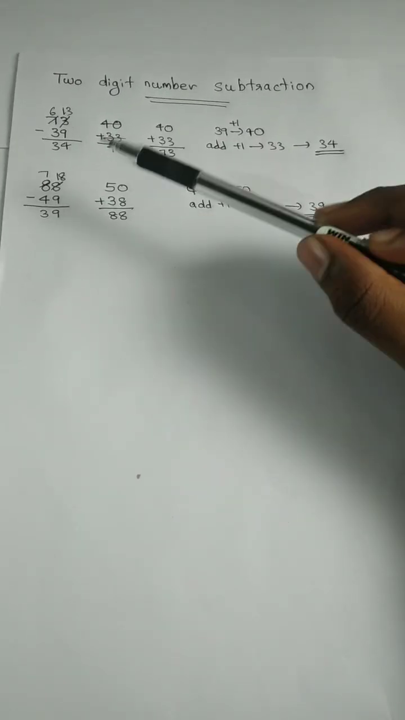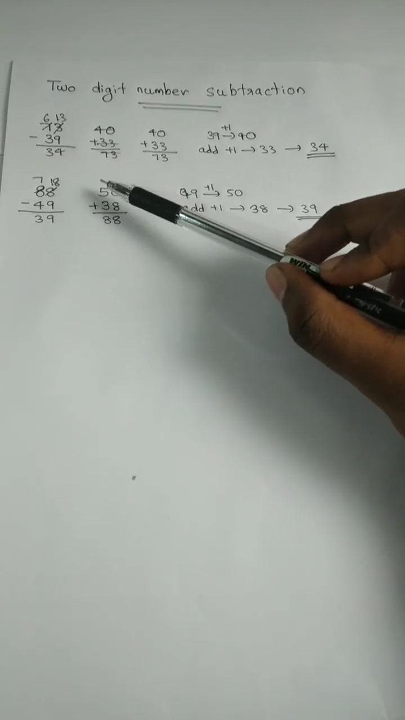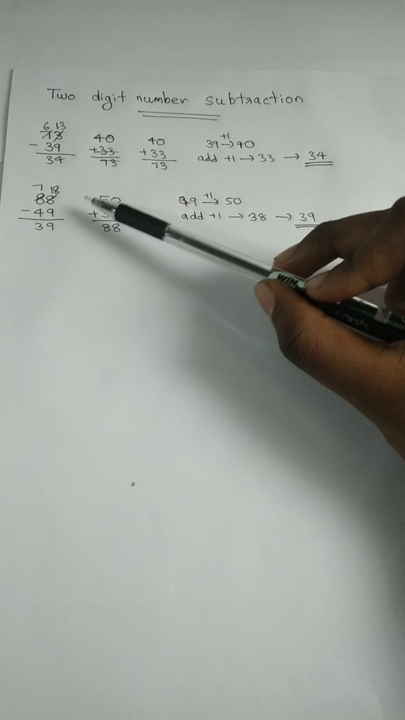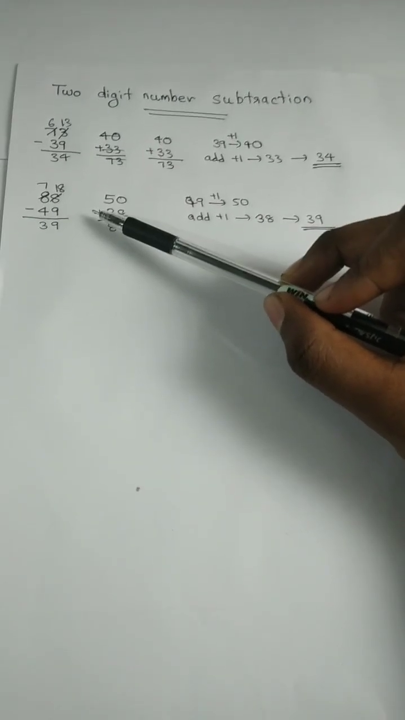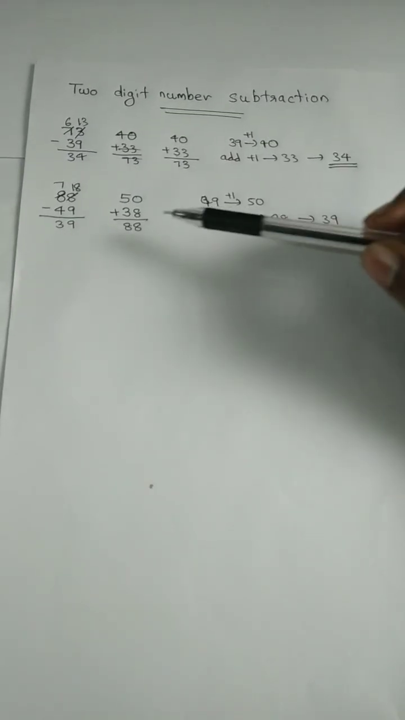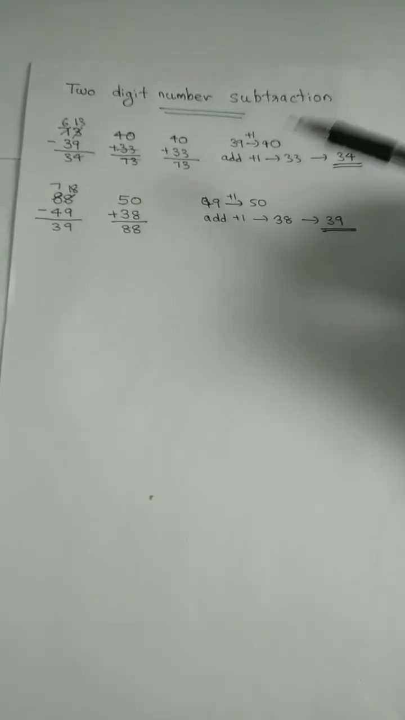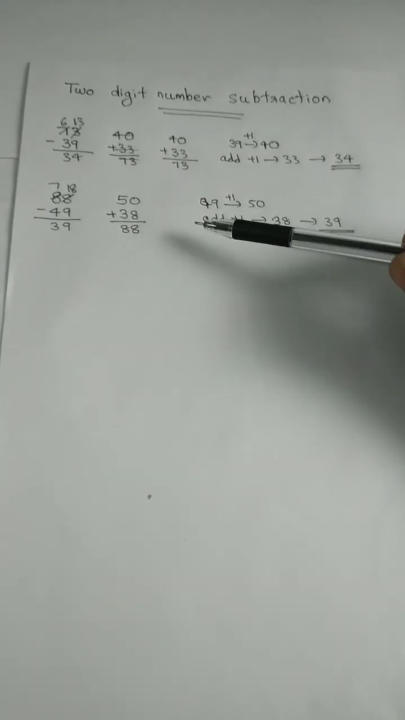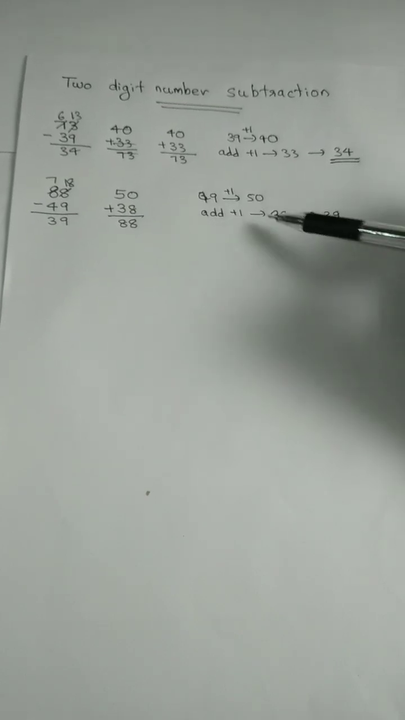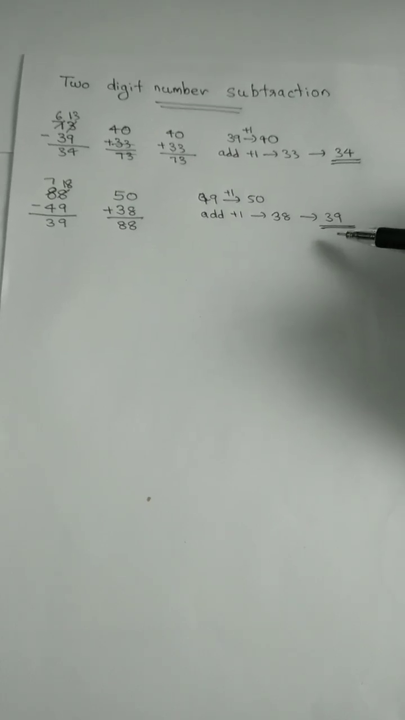So 88 minus 49. You want to take the smallest number and round it to the nearest ten. So 49 would be rounded to 50. You want to roughly estimate how much more 88 would be from 50. When you add 30 to 50, you would get 80, so 38 would be the answer. When you add 38 to 50, you would get 88. But 38 is not the final answer. When you change 49 to 50, you get 38 as the answer, so you want to add the 1 extra to the 38. So 39 would be the answer.